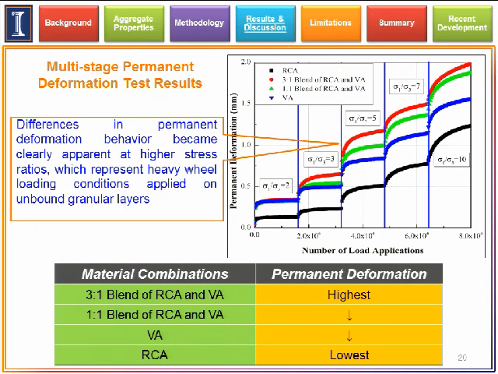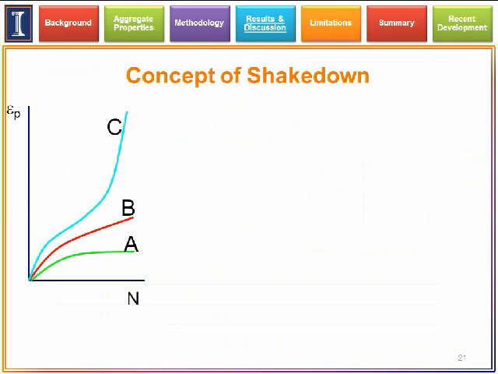The 3:1 blend of RC and VA had the highest permanent deformation. On the other hand, recycled concrete aggregates had the lowest permanent deformation. And again, if you take a look at this table, you can see that the single source materials also performed better than the blended materials.